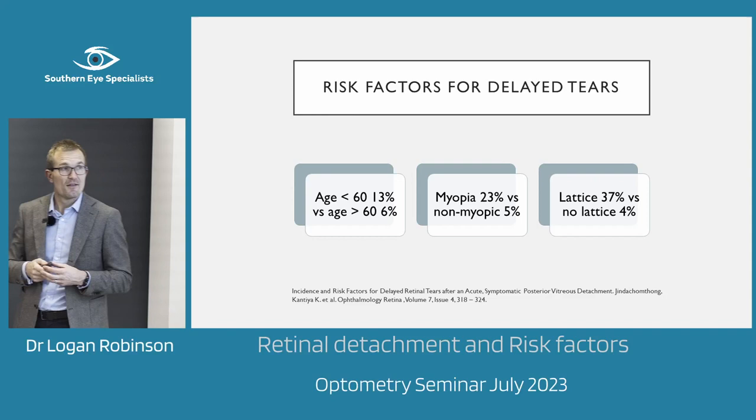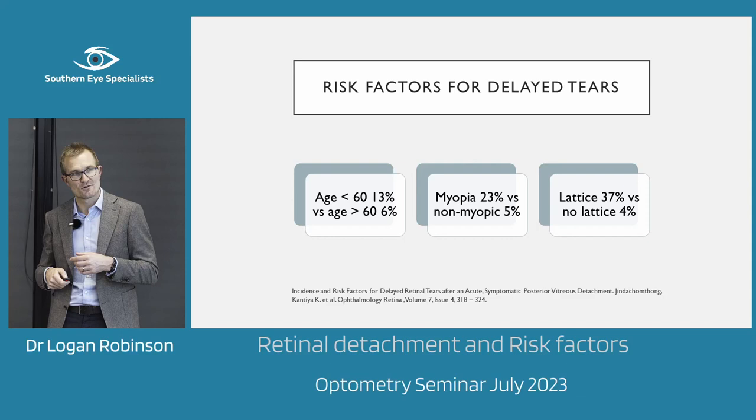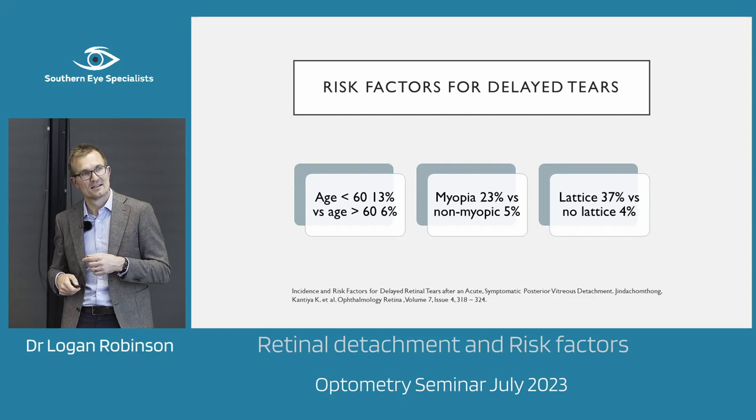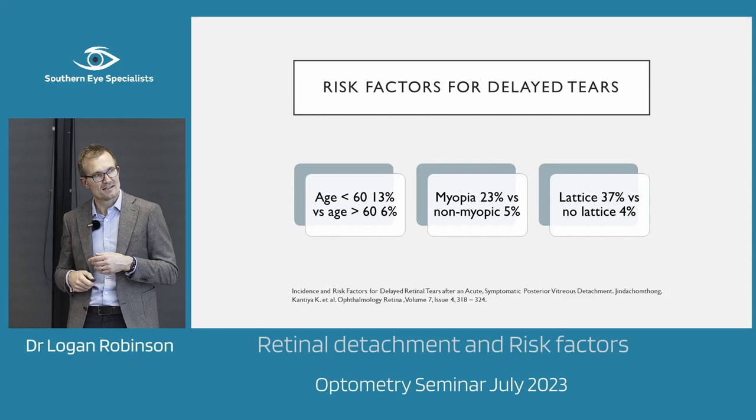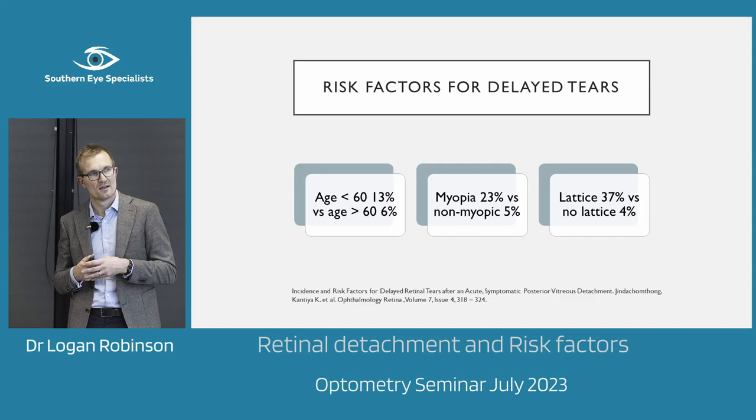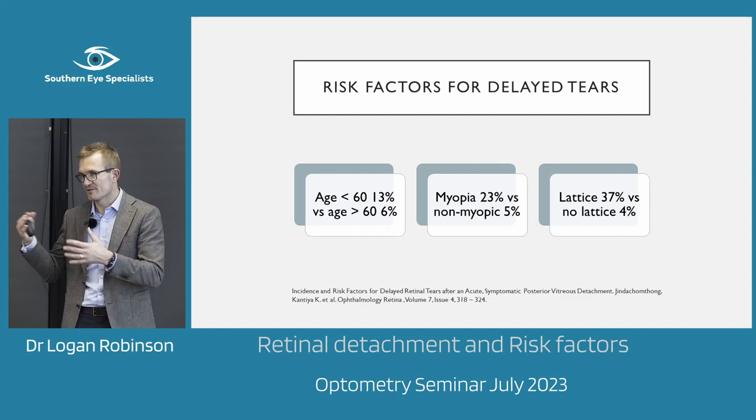And the final thing, just like that previous study, they looked at the risk factors, and again it's similar themes where lattice is really a big risk. So a third of patients with lattice had retinal tears, where if you had no lattice, it was quite unlikely. And myopia again, and they found younger patients were a bit more likely to have a delayed retinal tear as well. Which I think they worked out wasn't to do just with young myopes, that they separated that out.